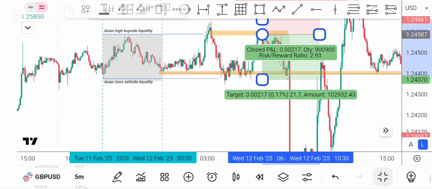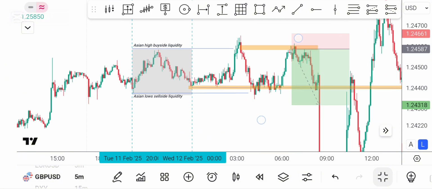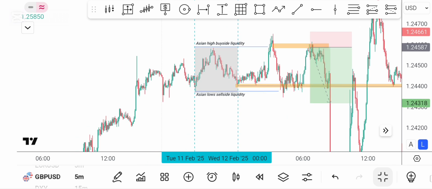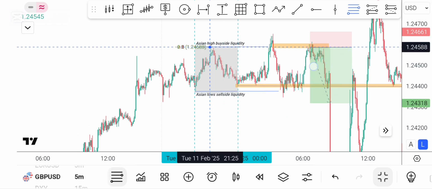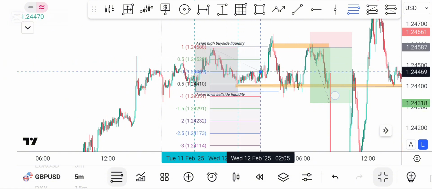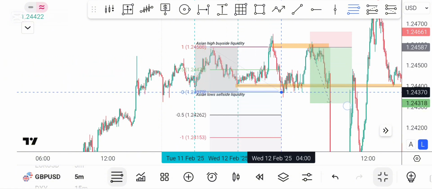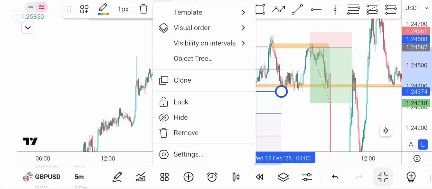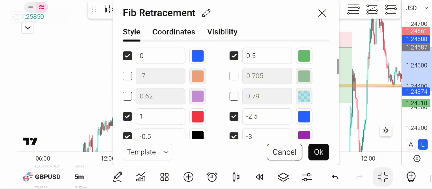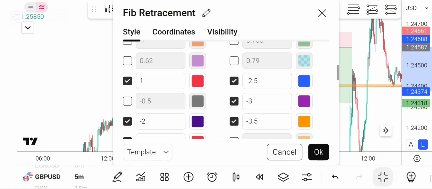And then you could target just the Asian lows, sell side liquidity. And what have you been doing? You have been targeting just one standard deviation. So you are going to use your Fibonacci tool, and you are going to anchor to the Asian high and the Asian low. And then you are going to target one standard deviation. What do we say one standard deviation is? One standard deviation is simply you replicating the Asian range and projecting it either downward or upward.